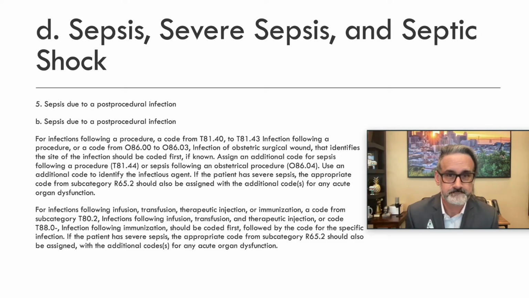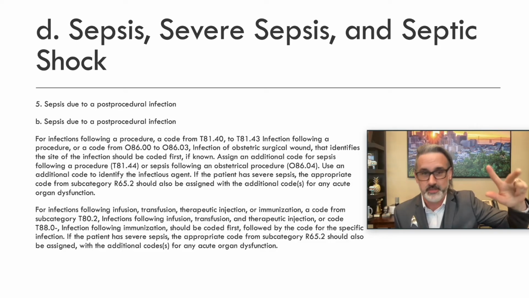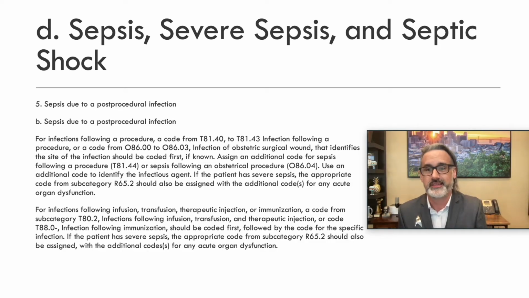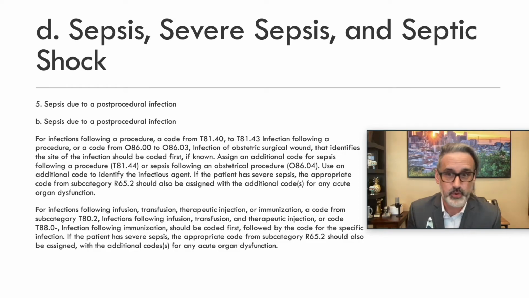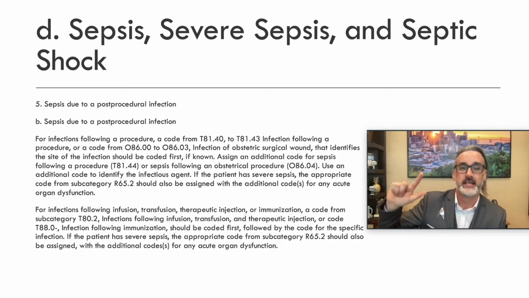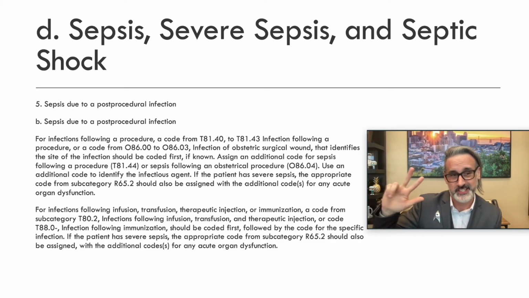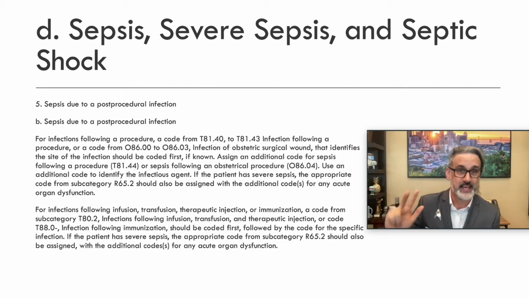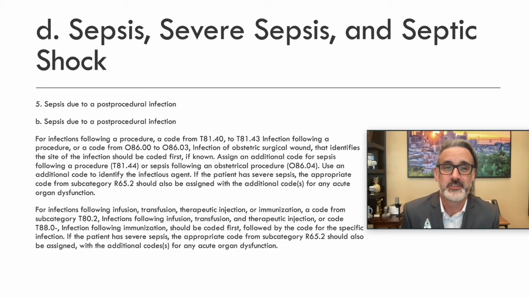But if the patient is having infections after any infusions, transfusions, therapeutic injections, or immunizations, then we'd add a code from T80.2 or T88.0 hyphen. That would be first, followed by the code for the specific infection itself. And if the patient has severe sepsis, then the good old R65.2 would be listed third in that case. That's one thing that's important to remember: guidelines are important, but the sequencing of the codes is important as well.